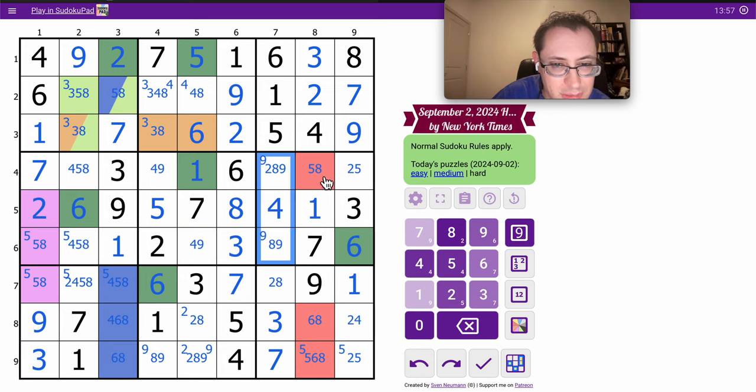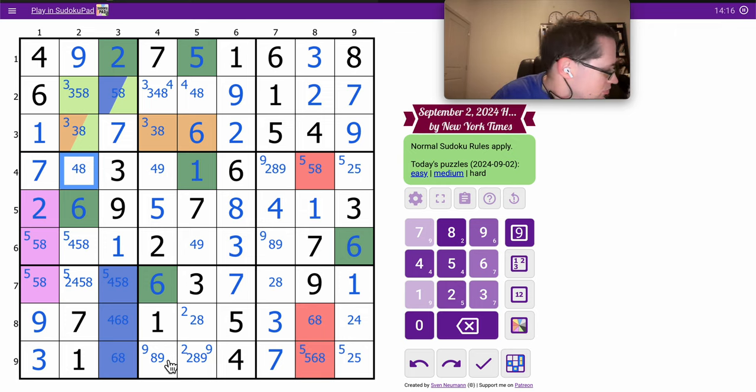Let's see. Well, these can't be 5. So 5 or 4 is here. Therefore, that cell is not 5. Although, these being 5 also meant that that wasn't. Really?